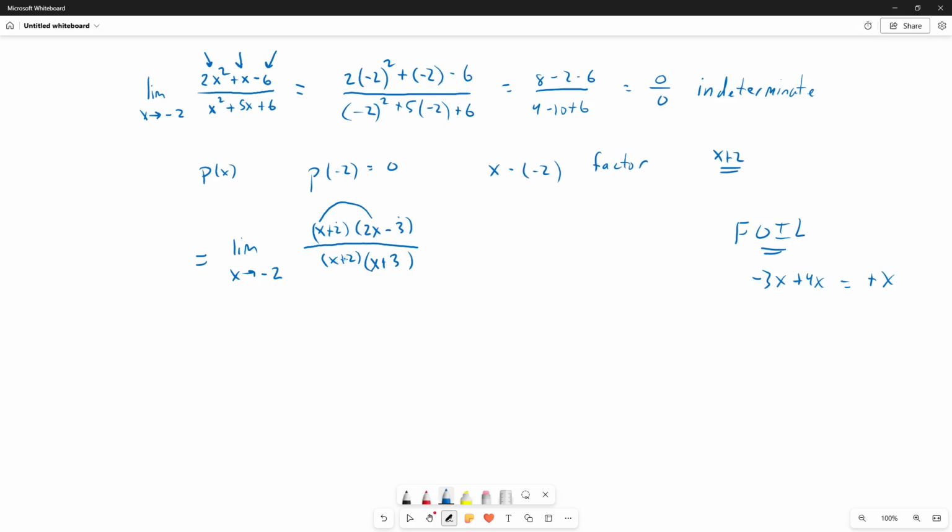So we factored, and now we can cancel the common factor of x plus 2. So our limit becomes the limit of 2x minus 3 divided by x plus 3, and now we can just plug in -2 and get an answer. 2 times -2 minus 3 divided by -2 plus 3, which will be 1. So we're going to get -7 on the top divided by 1, which is -7 for our final answer.